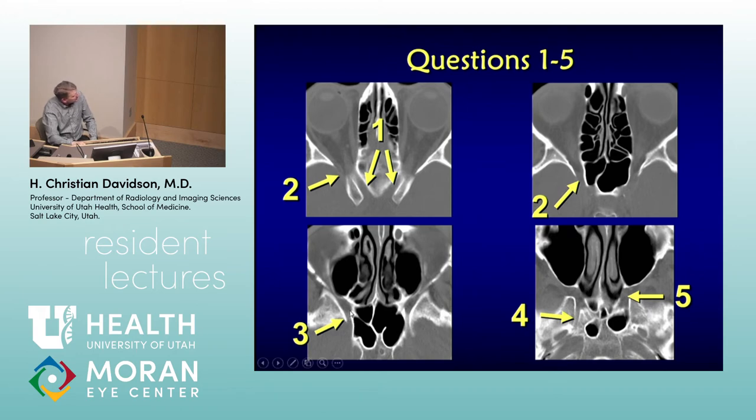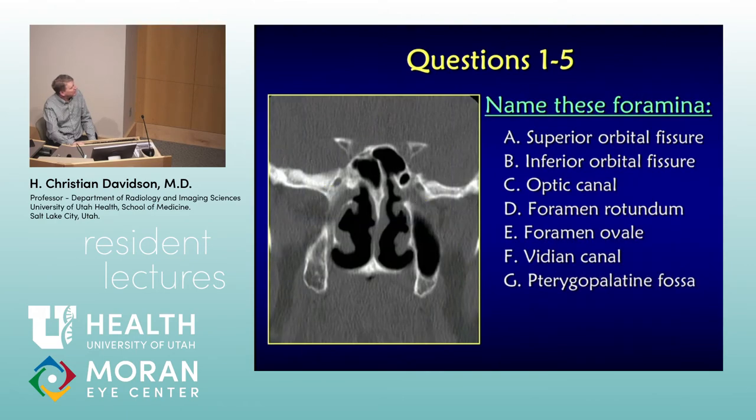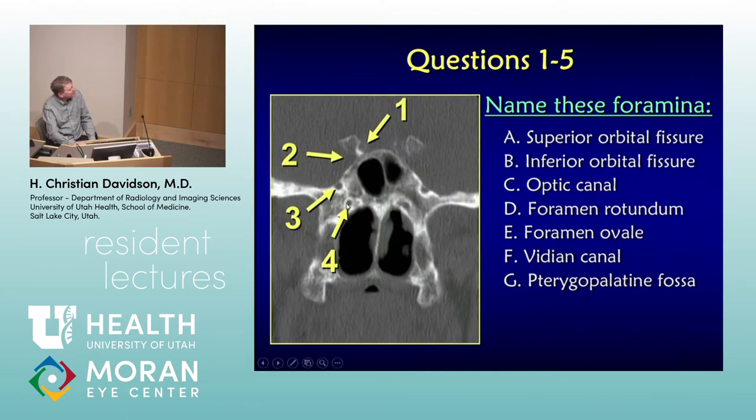Rotundum is just a little short canal right here. And below it is the vidian. Vidian and rotundum can be a little bit hard to separate on axial, but vidian has this characteristic long kind of sickle shape to it. In fact, in some patients, the vidian is more conspicuous than rotundum. And another rookie mistake, maybe that's the mistake I made, is to call this rotundum, because it's the most distinctive little circle that you'll see. But the vidian is a longer canal and sometimes a little more obvious.